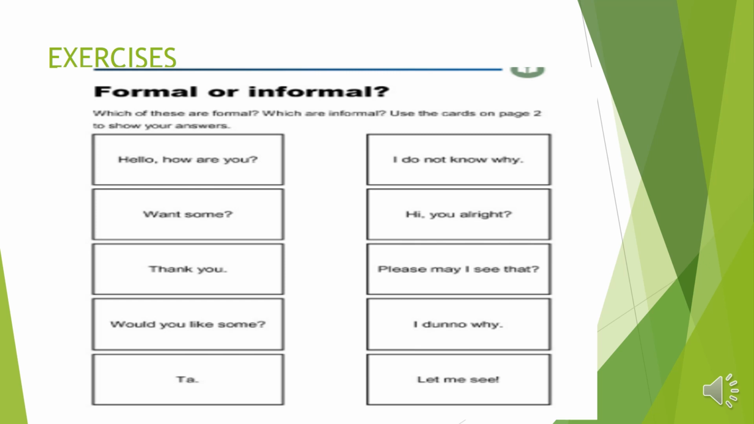Next, I do not know why. When you say I do not know why, he or she doesn't know the reasons behind it. It's formal also. Want some? It's okay. Hi, you alright? It's okay. Thank you. Please, may I see that? That's informal. Would you like some? That's correct. That's formal. I don't know why, that's informal words. TA, it's informal words or informal language. Let me see is formal language.